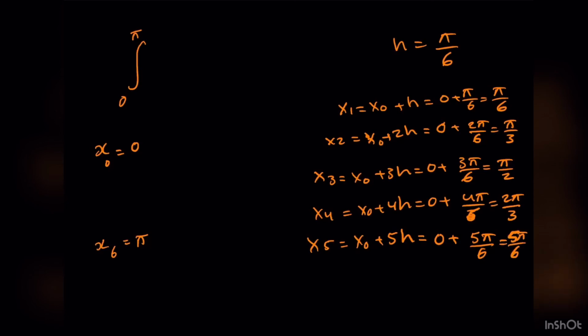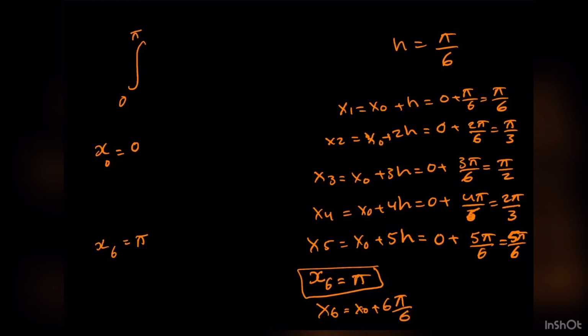And x6, we already know this from the limits. x6 is pi. Even if you want to apply what we did here, x6 equals x0 plus 6 pi over 6, and these 6s cancel each other, and the answer is pi, which we already know. I just wanted to show you how to find x, because you might need it in the exam. You're not given the x, so you need to find it.